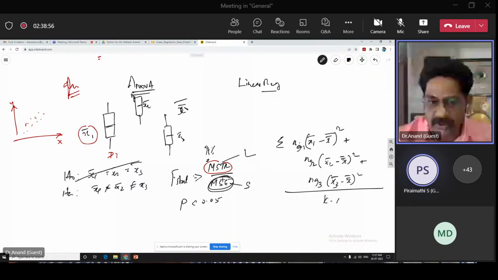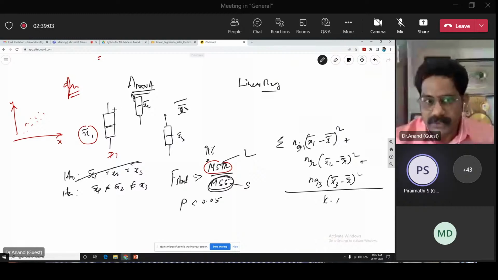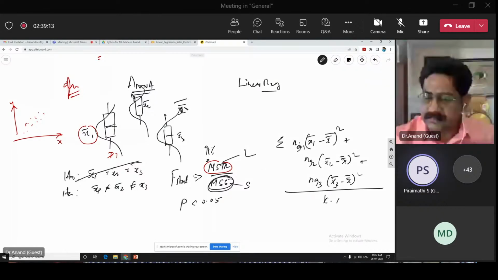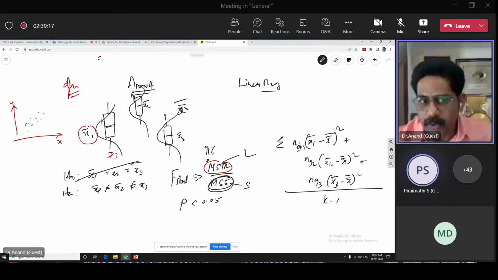What does the denominator talk about? Mean square error. The denominator talks about within sample variability, that is, the spread of each group. Imagine the spread is larger. What will happen? One group will try to overlap with another group.